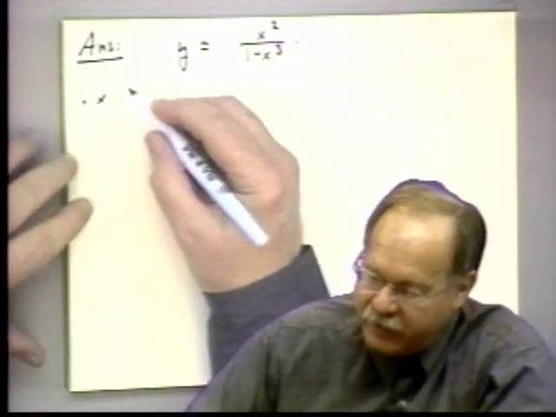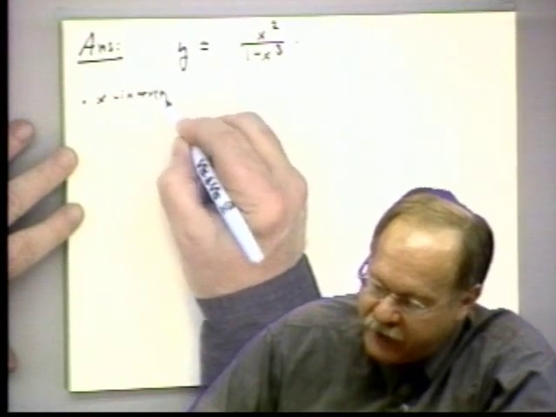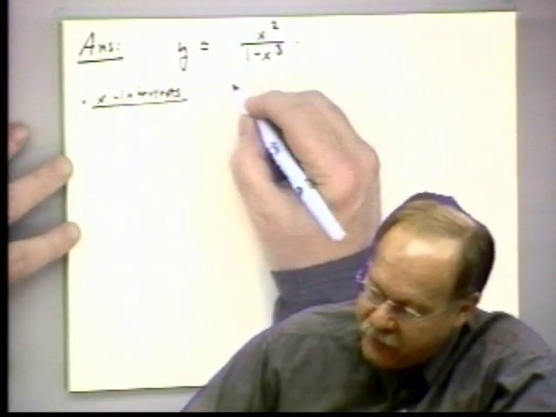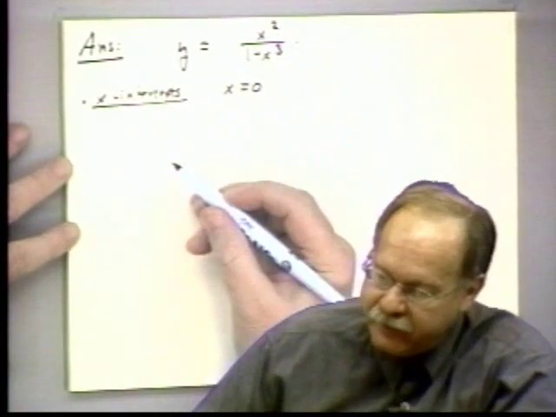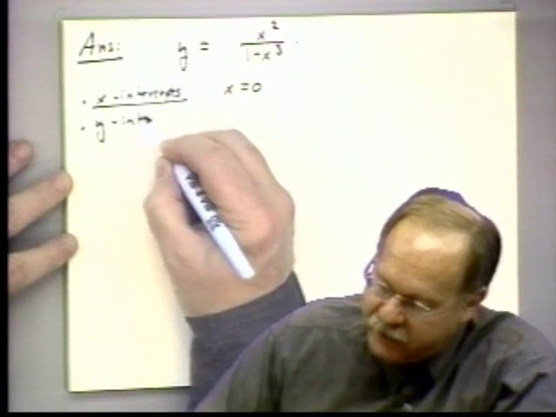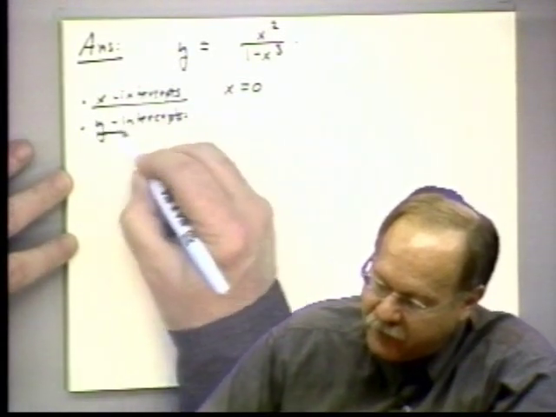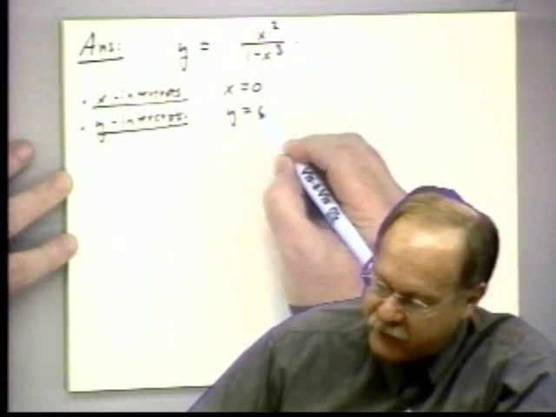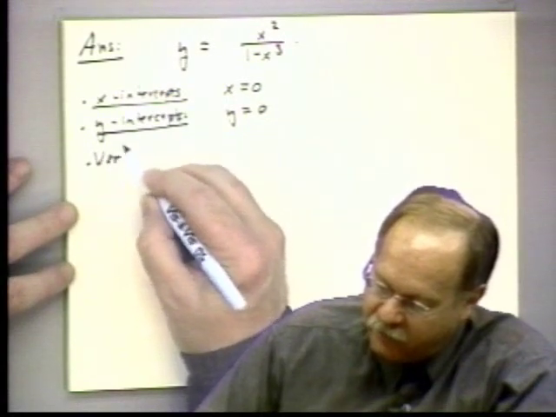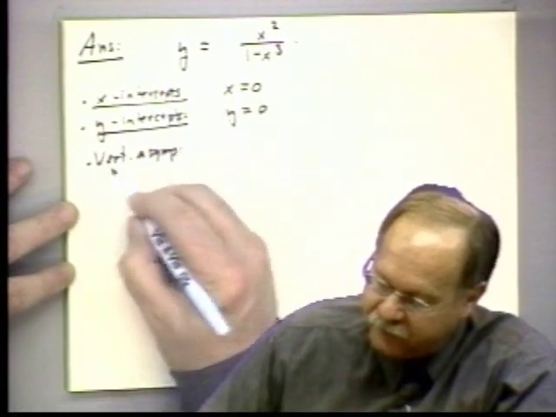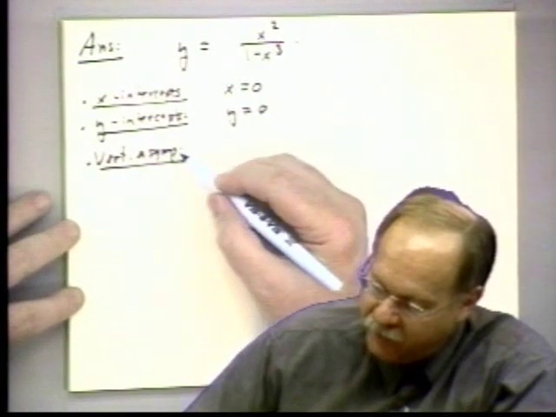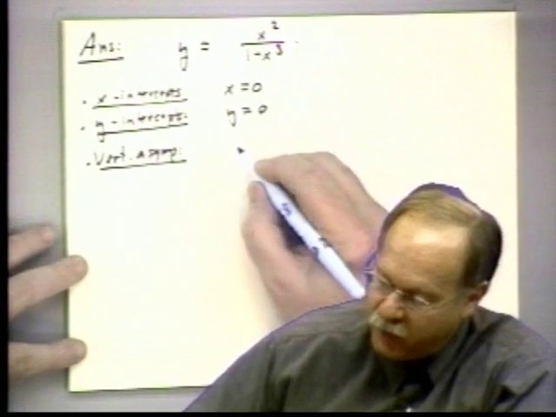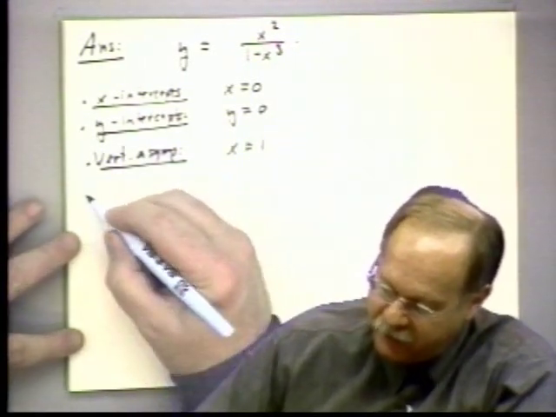Let's go down the list. We're looking for x-intercepts. That's where y equals 0. And that's only going to happen when x is 0. If we're looking for y-intercepts, that's where x is 0, so we put x equals 0 in here, and we get y equals 0. If we look for vertical asymptotes, they will happen when the bottom goes to 0, and that only happens for x equal 1. So we have one vertical asymptote.